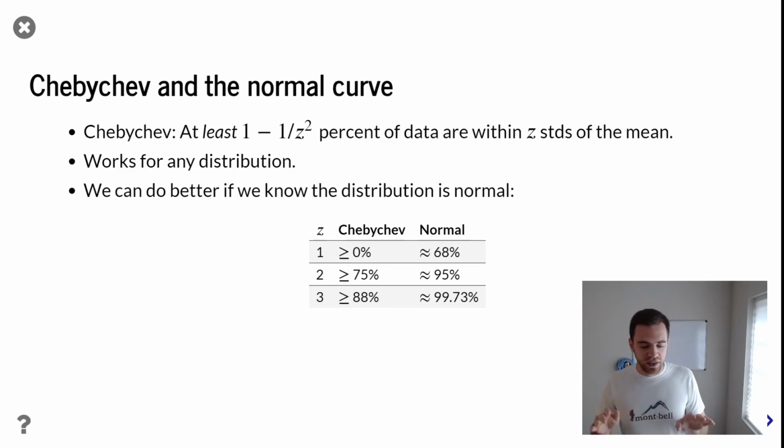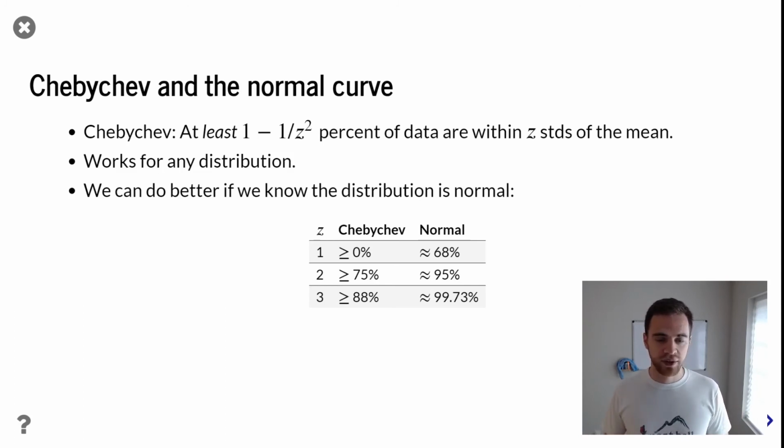So what's the difference? The difference, remember, is that Chebyshev assumed nothing about what your histogram looks like. It doesn't assume that I have a bell curve. The normal curve is giving you much more information. If I know that my distribution looks like a normal curve, I can say more than Chebyshev's inequality. So for instance, if I plug in 1 into this function, I get the statement that at least 0% of your data is within 1 standard deviation of the mean. Remember, Chebyshev doesn't know your distribution, so it can't say anything more than that.